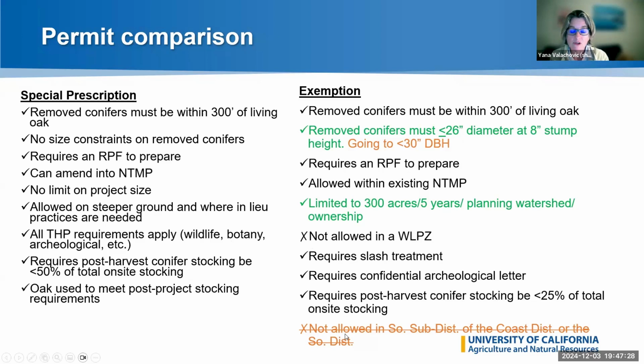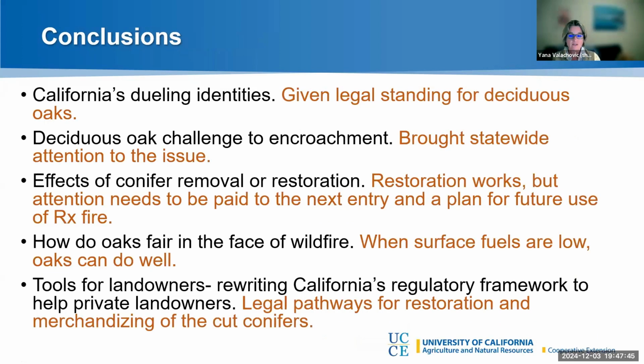But what has also been removed is that there was an exclusion in the southern subdistrict of the Coast District, and that is being struck from this. So this should be applicable to all the areas in California that have this encroachment issue. And so that's, I think, a real win for the oaks, and really a part of this dueling identity issue where essentially conifers have been king in California's regulatory framework.